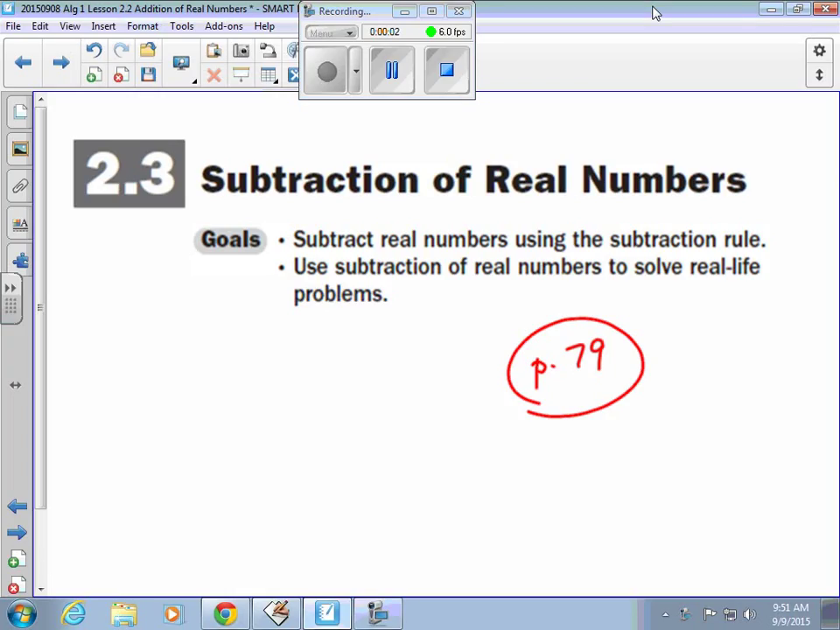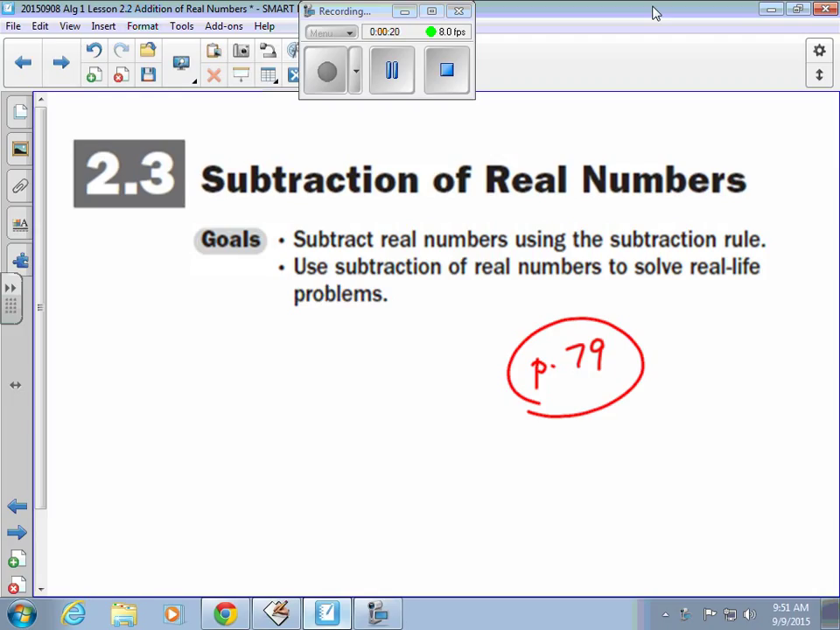This is Algebra 1, Lesson 2.3, Subtraction of Real Numbers. Basically it just combines with yesterday's lesson, addition of real numbers. We subtracted them using a subtraction rule. All the subtraction rule is, we'll get to it in a second, is you just make addition out of it.